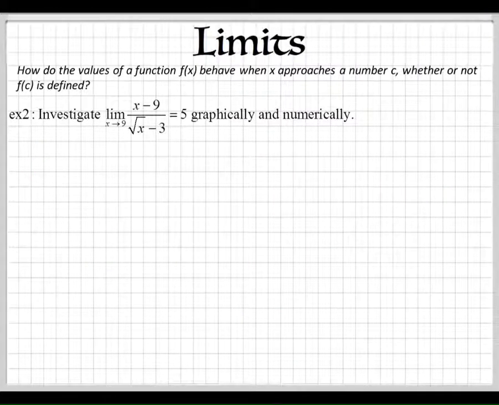All right, now let's get to the cheating part, because we all like to cheat, right? No, we don't cheat.